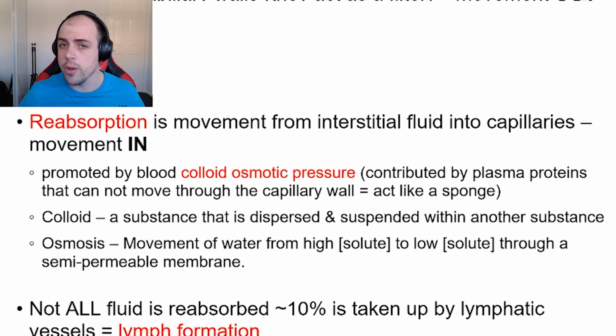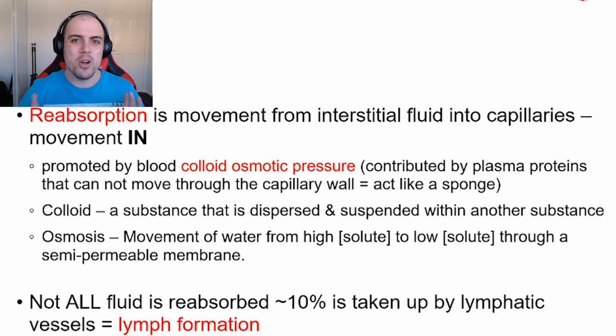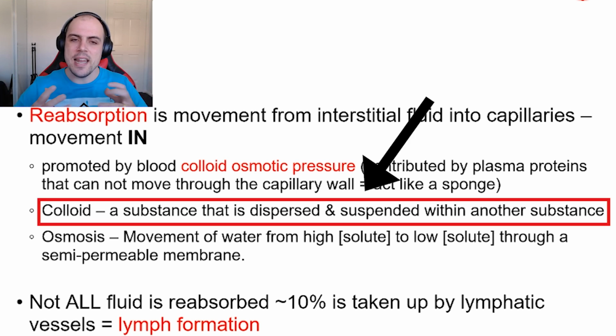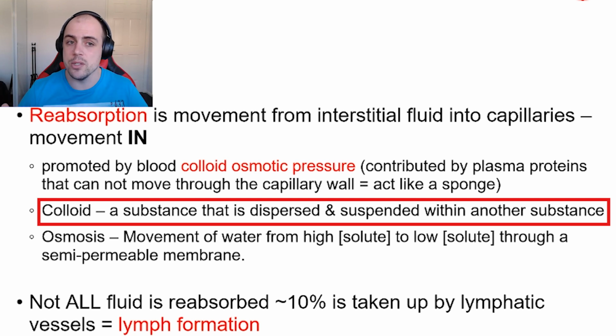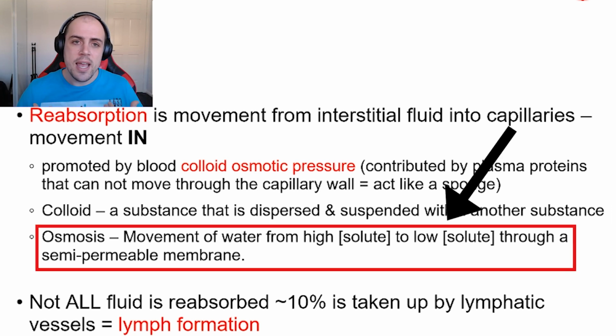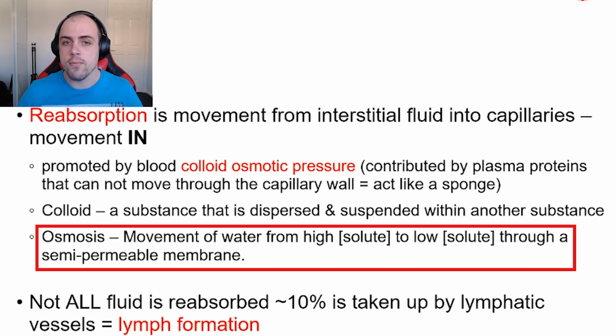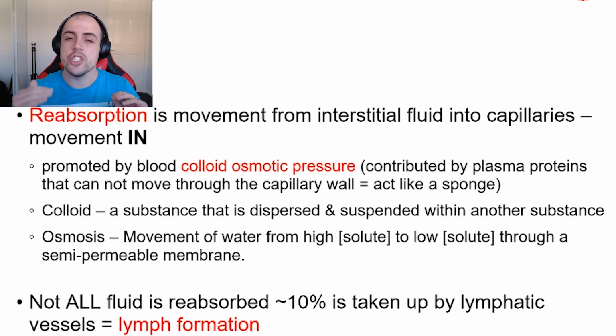Now, what is colloid osmotic pressure? I don't want to get too bogged down into the chemistry of it in terms of what a colloid is and how that varies from a sort of suspension versus a dissolved substance. But what a colloid is, it's a substance that is evenly dispersed throughout a solution, and osmosis is the movement of water from a high solute concentration to a low solute concentration through a semi-permeable membrane. And in this example with bulk flow and capillaries, that semi-permeable membrane is our capillary.